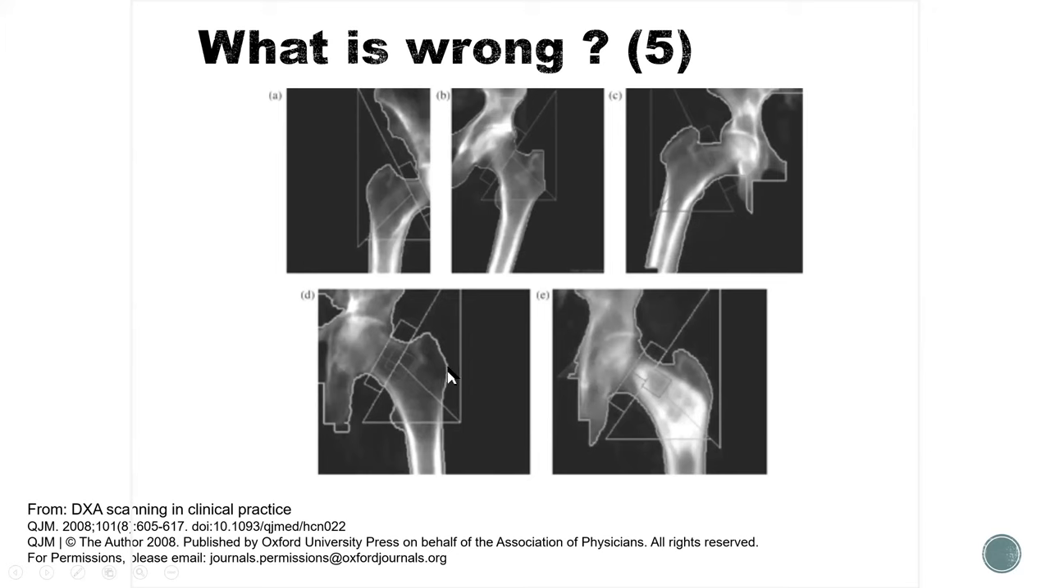D doesn't look too bad. At least the actual shaft is straight. But perhaps there might be a little bit too much of the trochanter here, so perhaps it's a little bit more rotated than you would like.